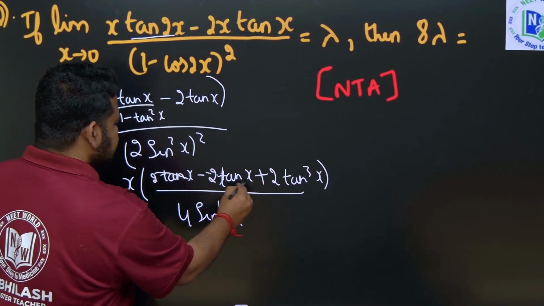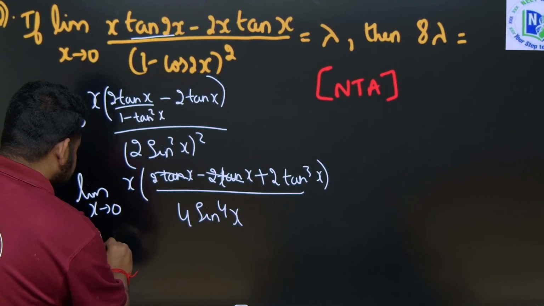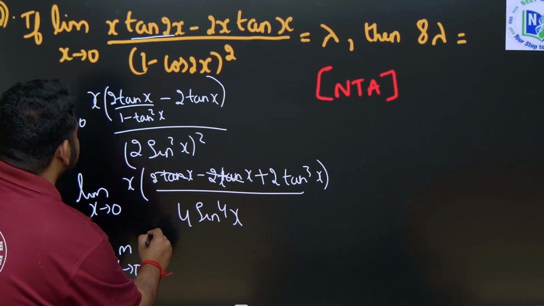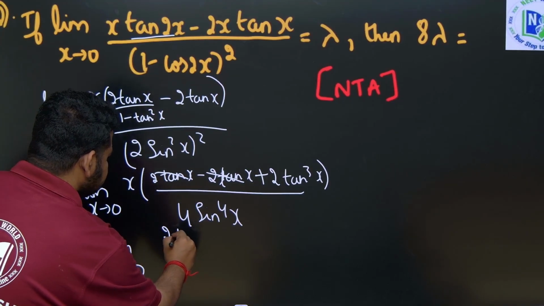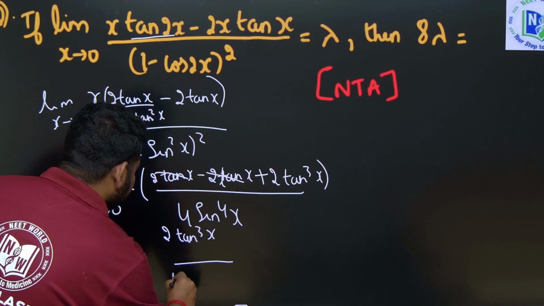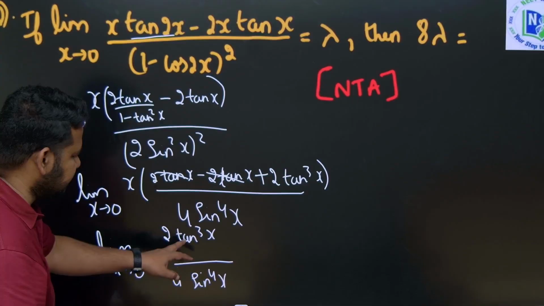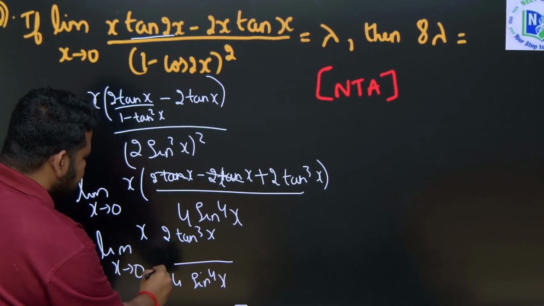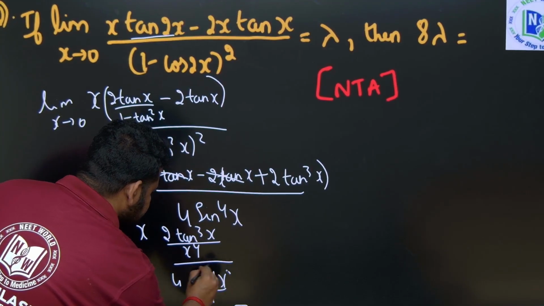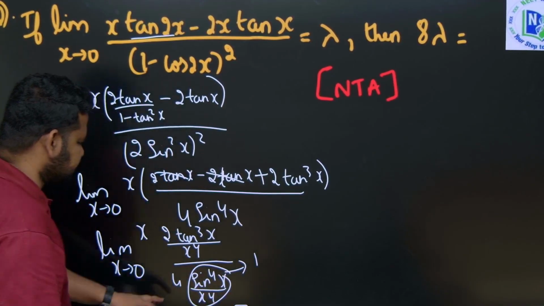Now this and this cancel. So we have limit as x tends to 0 of 2 tan cube x divided by 4 sin 4x. Here 4 sin 4x is there, here tan cube x is there, and here x is there. Let me divide this by x to the power of 4 and this by x to the power of 4. So this value is equal to 1.